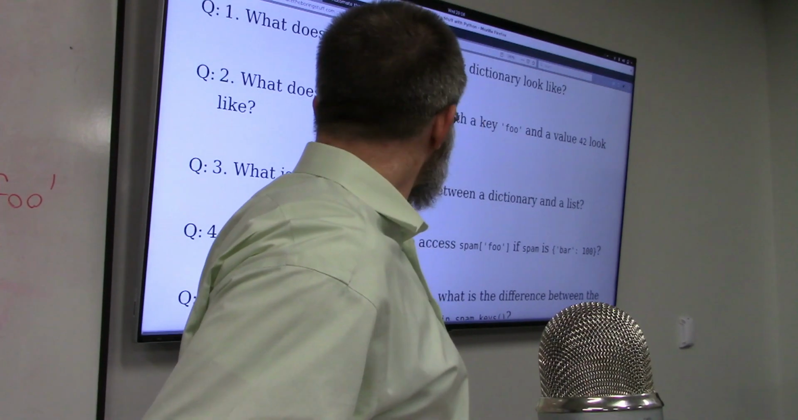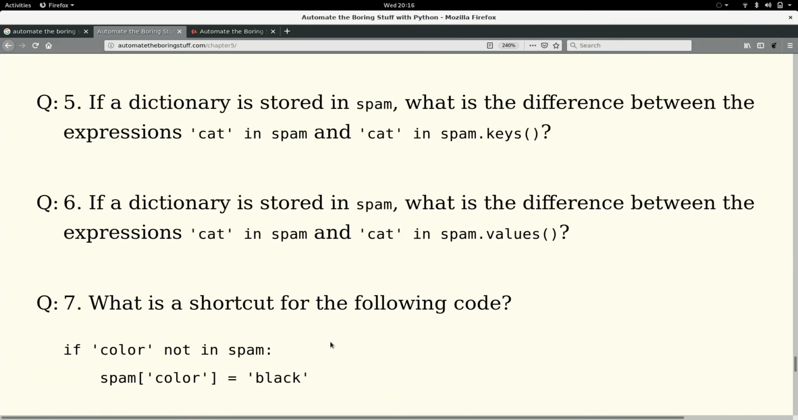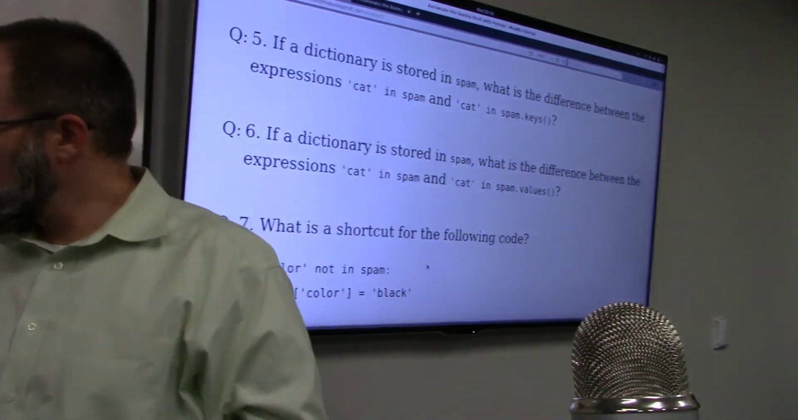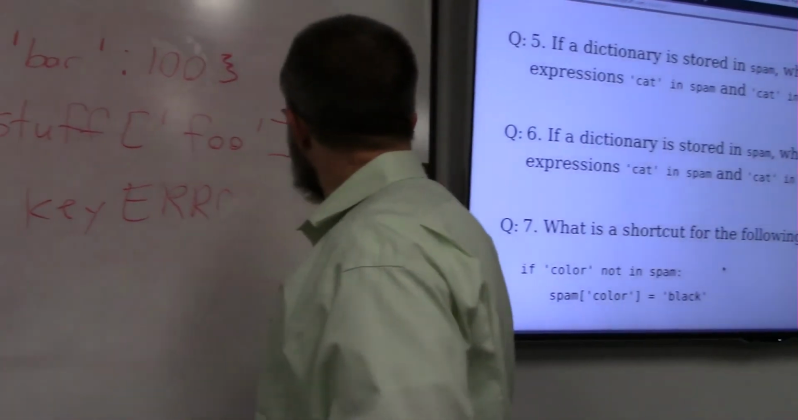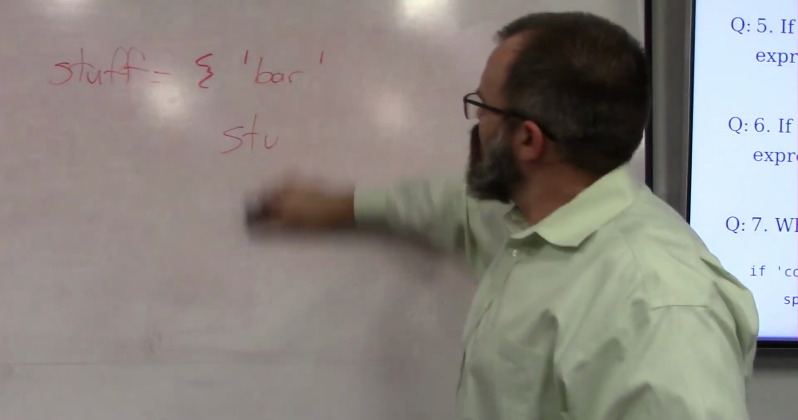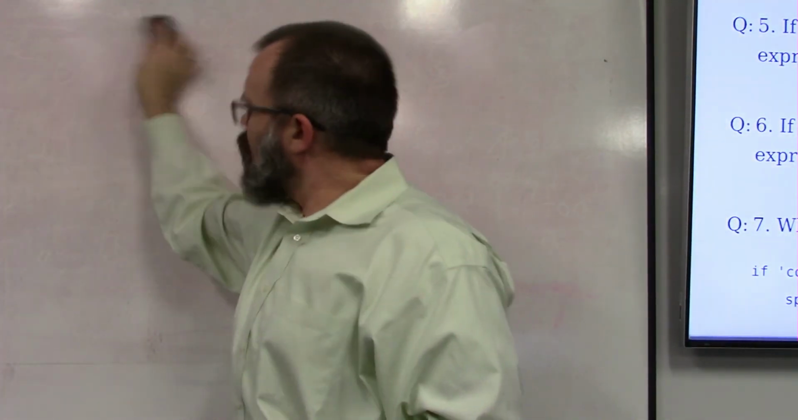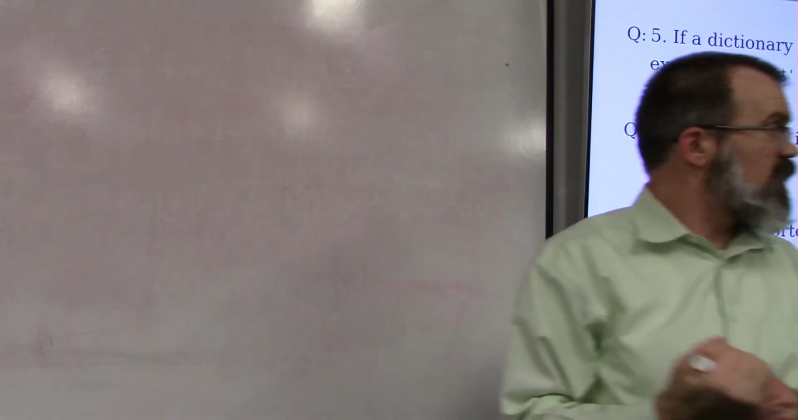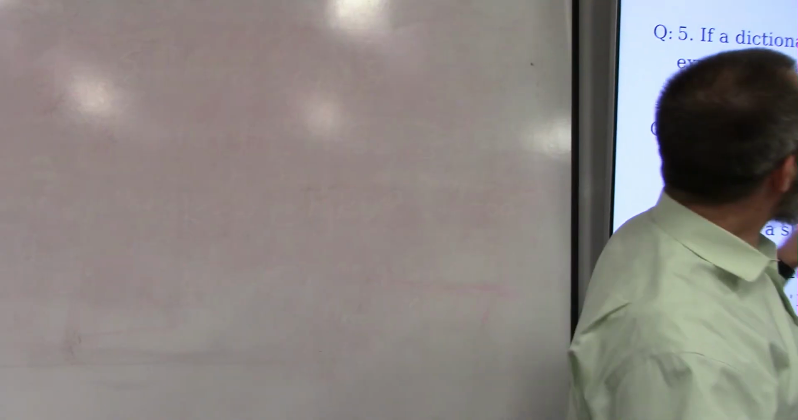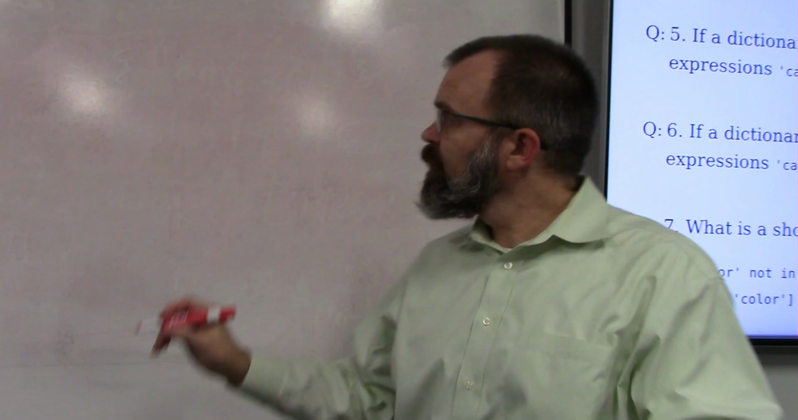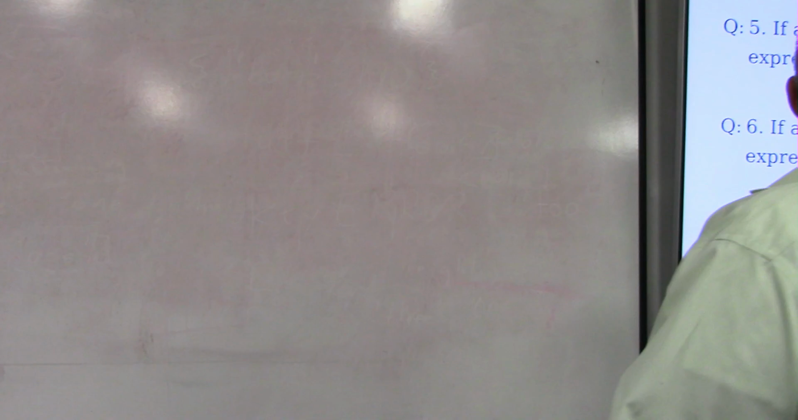Okay. If a dictionary is stored in a variable spam, what's the difference between the expressions cat and spam.keys()? Now, this is, in my opinion, an awkwardly worded question. But having read enough of the book, I believe I understand what he was trying to say. So I'm going to try to illustrate it for clarity's sake. All right. What is the difference between, what was the name of the variable? Spam.